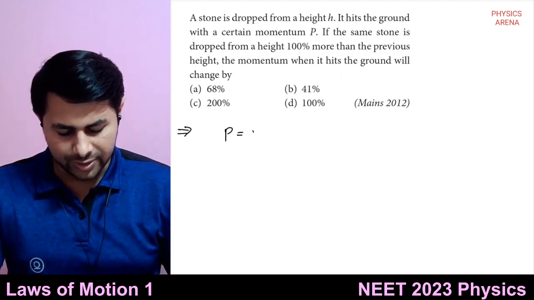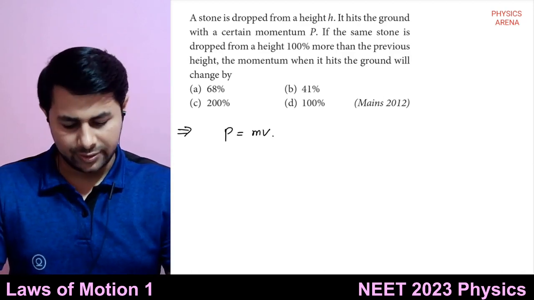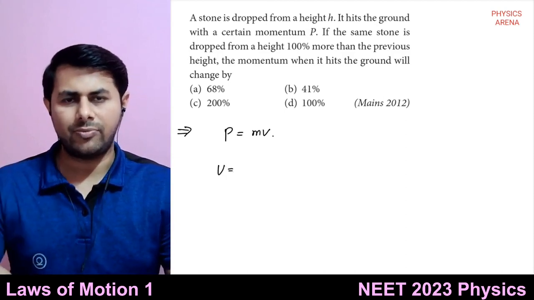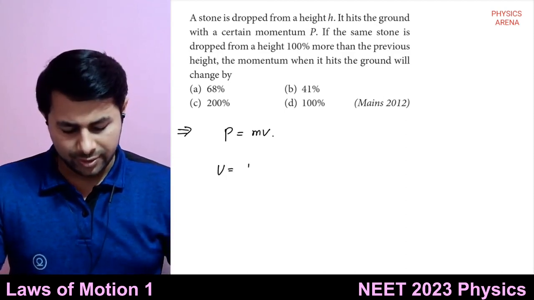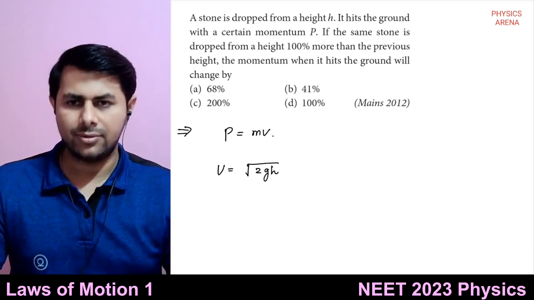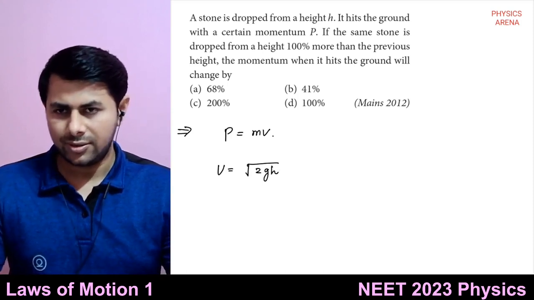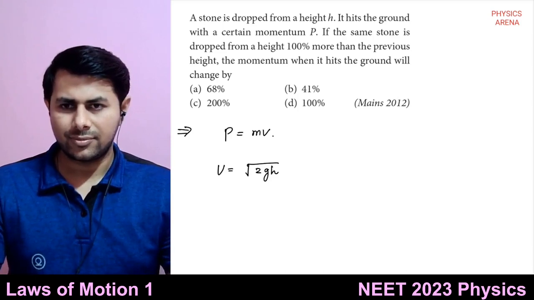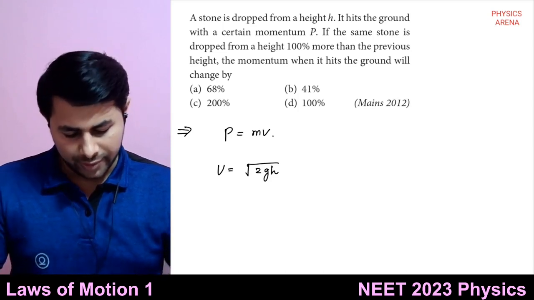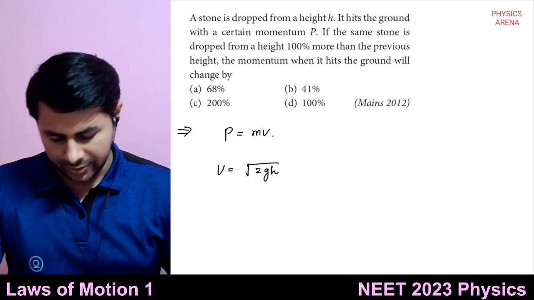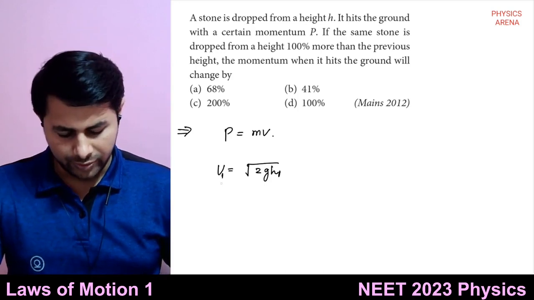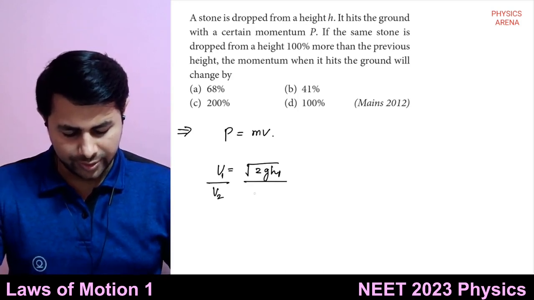Okay, so p equals its mass multiplied by velocity. So how much would be magnitude of velocity when an object is dropped from height h? It is square root of 2gh, right? Okay, so you know this formula. So v is equal to square root of 2gh. So let's call this one h1. Okay, so v1 is to v2 will be equal to what?